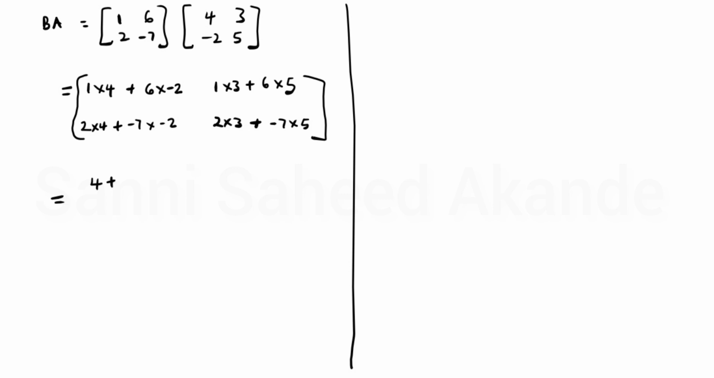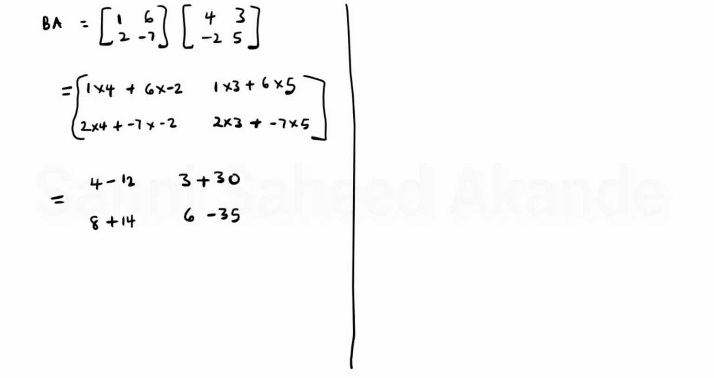So 6 times minus 2 will give us minus 12. Okay, now 1 times 3 is 3 plus 6 times 5 is 30. Then 2 times 4 is 8. Minus 7 times minus 2, that is plus 14. Then 2 times 3 is 6. Minus 7 times 5, that is minus 35.